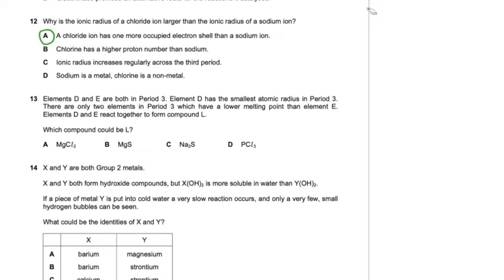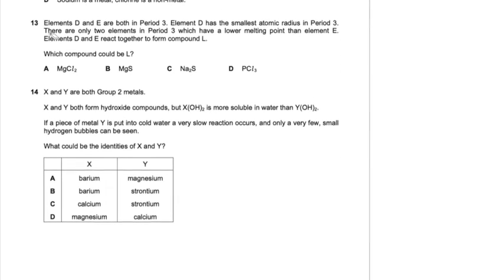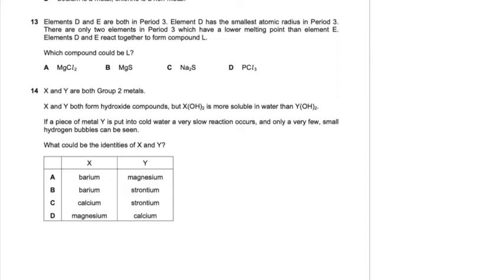Question number 13. Elements D and E are both in period 3. Element D has the smallest atomic radius in period 3. This means element D is chlorine. Chlorine has the smallest atomic radius in period 3, not argon. Most students argue that in period 3, argon is extremely on the right-hand side, so argon has a smaller atomic size. No, the size of argon is bigger due to its van der Waals atomic radius. So chlorine has the smallest atomic size.